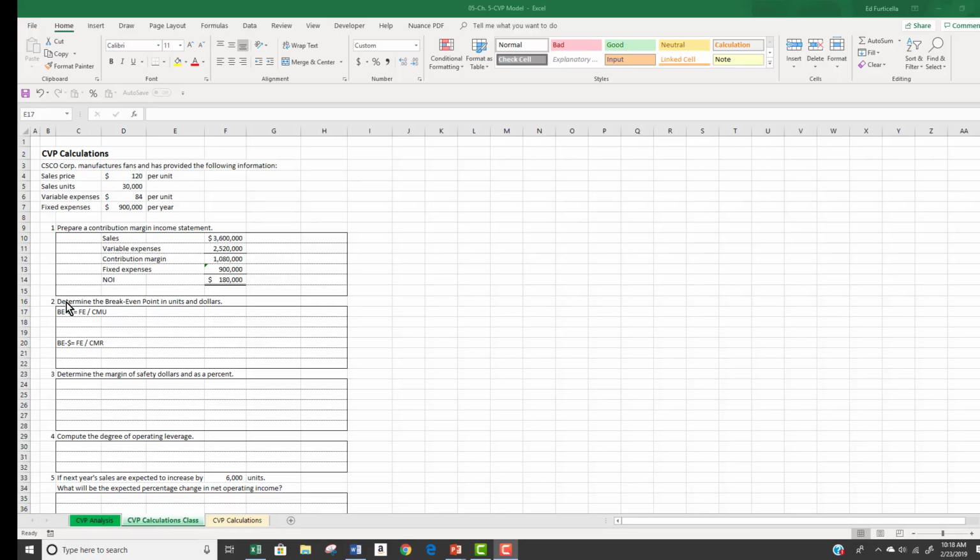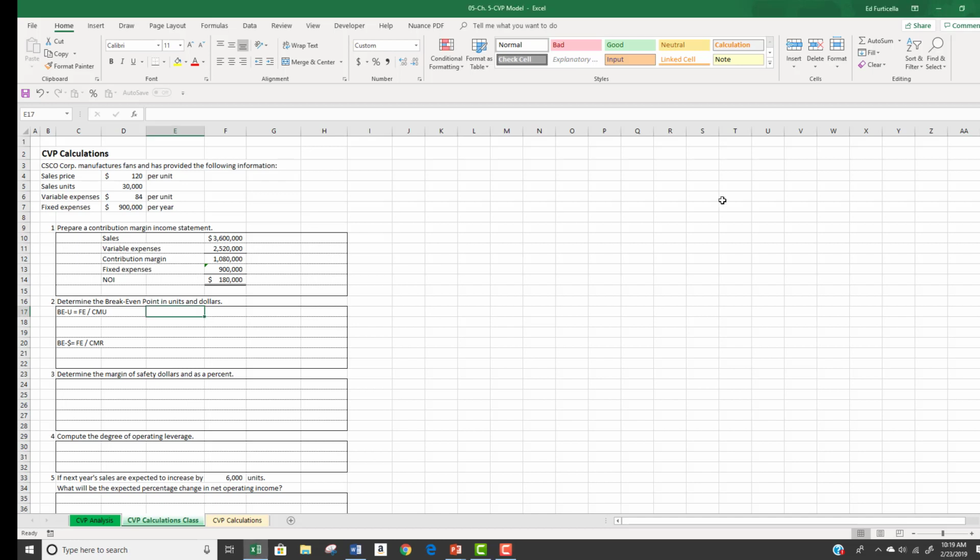Problem 2 says determine the break-even point in units and dollars. So when we calculate break-even, we're looking for the point at which net operating income equals 0. And we can calculate that in terms of the units of sales we need to break even or the dollars of sales revenue that we need to generate to break even. So let's first of all figure out the break even in units. We take our fixed expenses divided by contribution margin per unit.